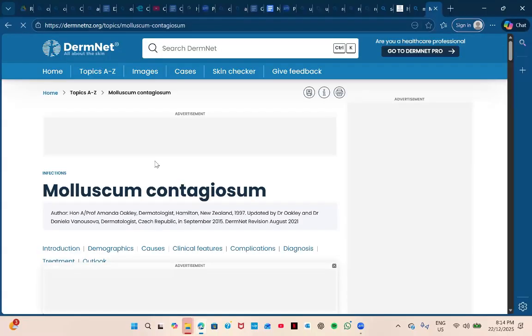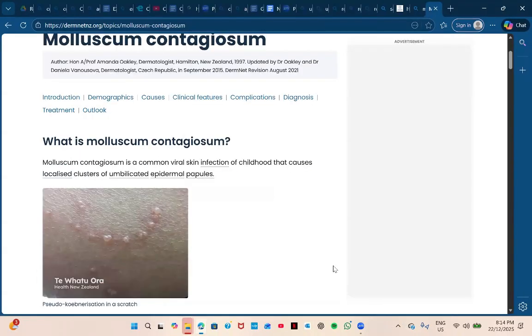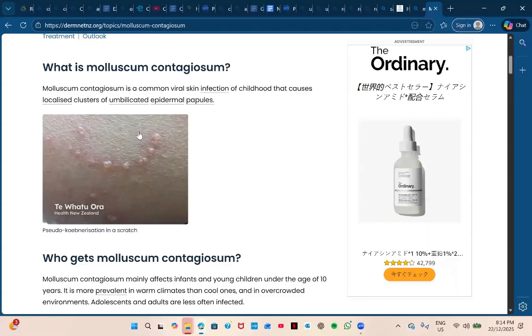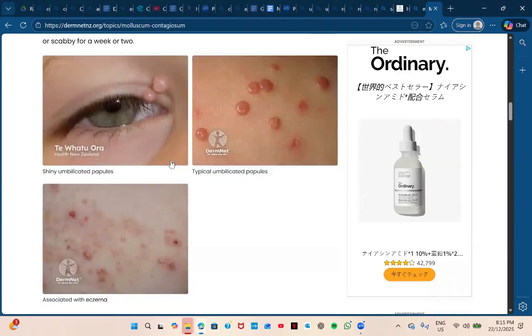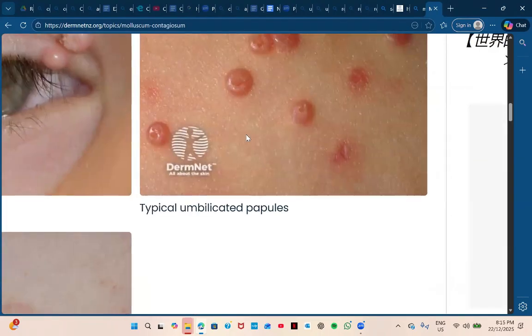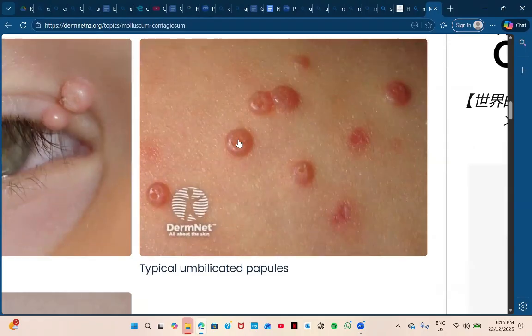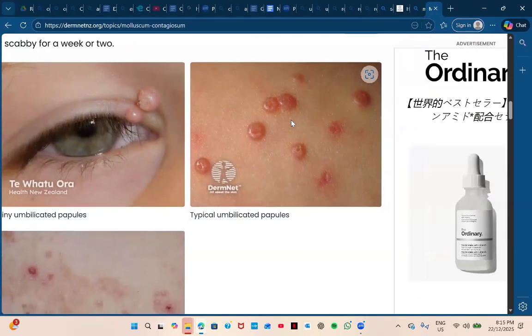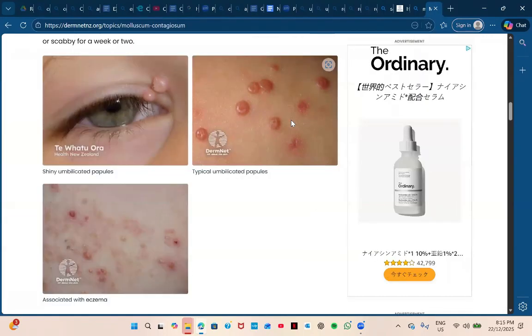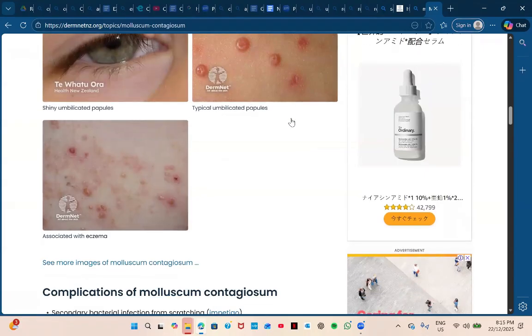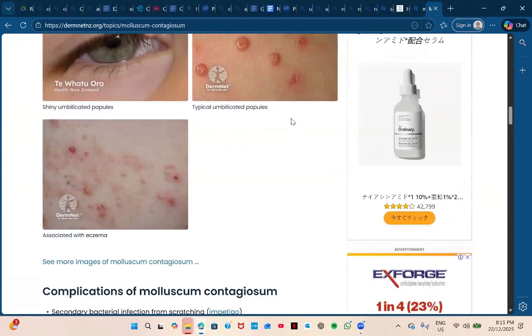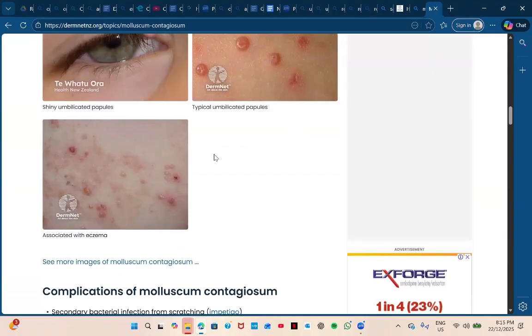I'll show the pictures. Here you can see whitish papules, right? These are small dome-shaped papules with central umbilication. More pictures here. You can see the dome shape, right, with the central umbilication. And these are not painful. It's usually painless, and there are no vesicles or pain here.